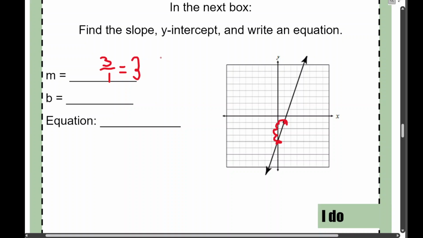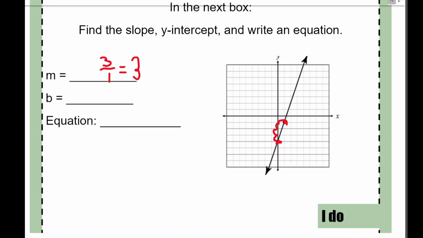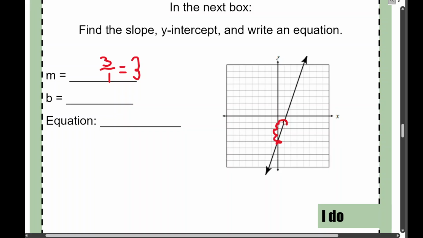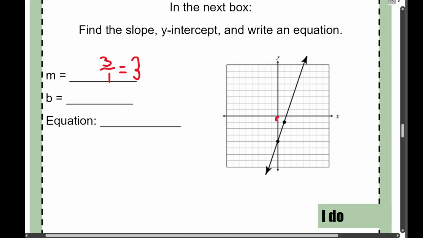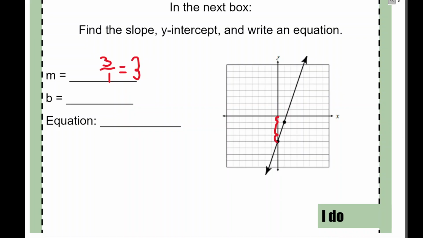Our b, this is where our line touches the y-axis. So we're going to start from the origin, and we're going to count down and see how far it is down. So we have 1, 2, 3, 4. It is down 4 from the origin, which means it's going to be -4. Remember, if you go up, it is positive. If you go down, it is negative.